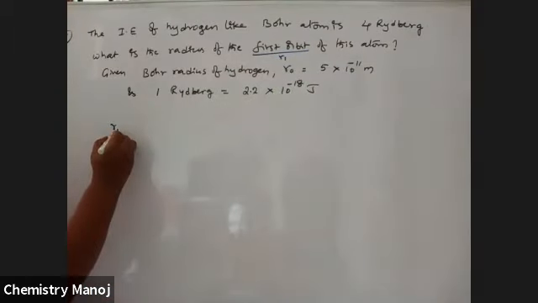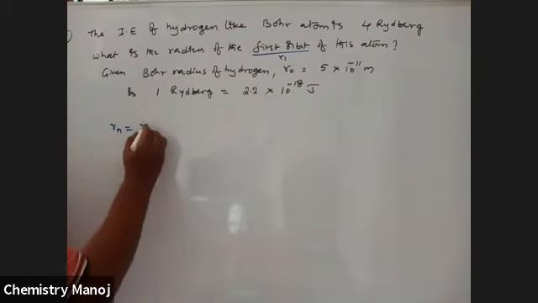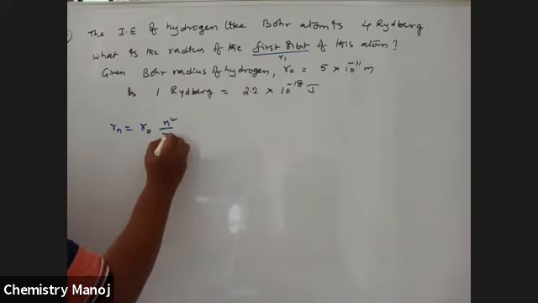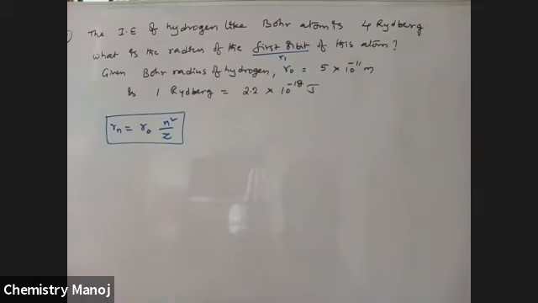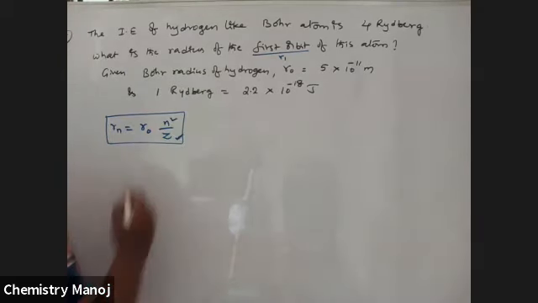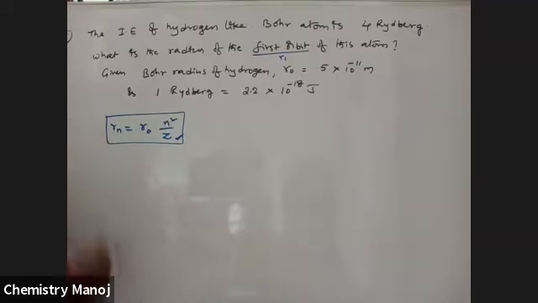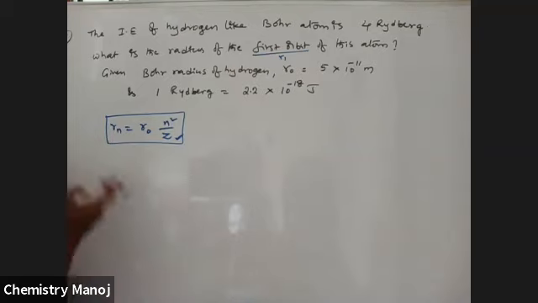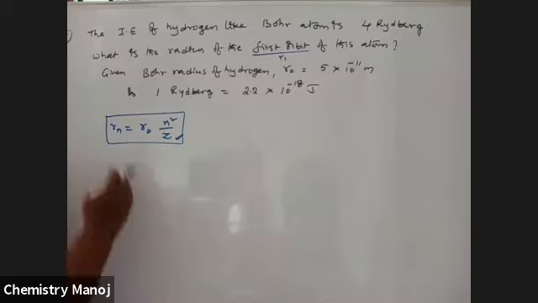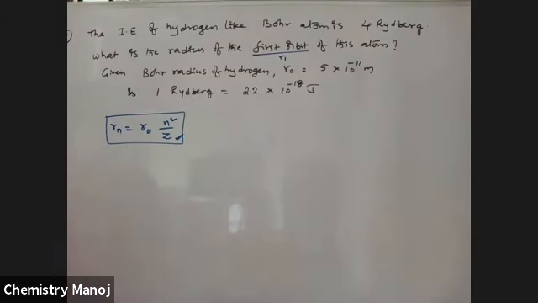We know the radius of the nth orbit is equal to R0 into n square by z. This is the formula we know. R0 is already given to you, and n for the first orbit is 1. Now we don't have the z value. If you know the z value, you can calculate the radius of the nth orbit. Now how do we calculate the z value? By using this Rydberg value, since the ionization energy is already given to you.